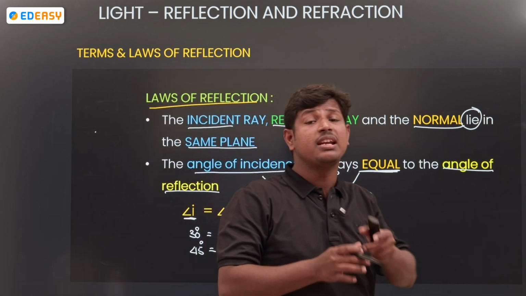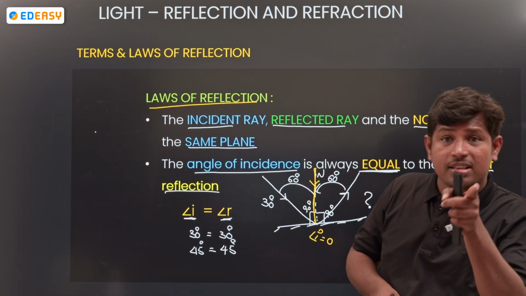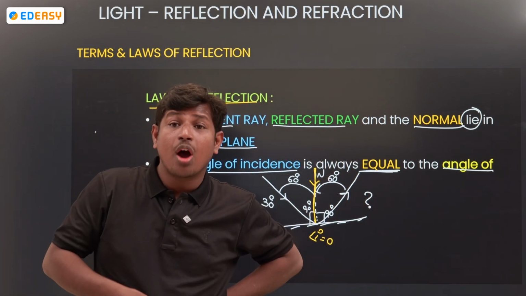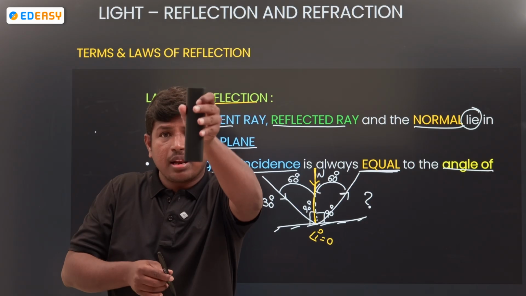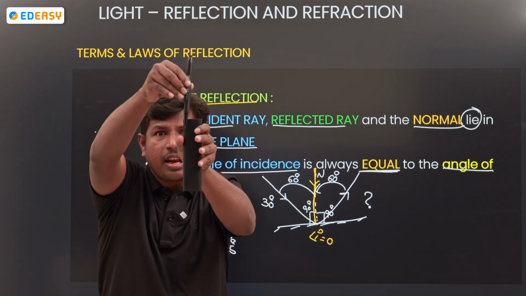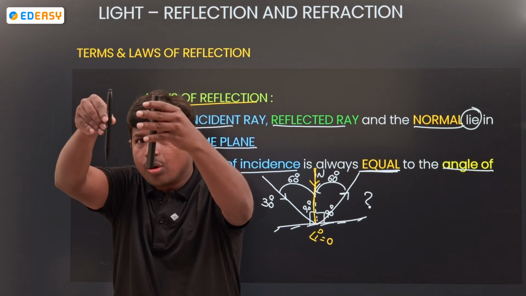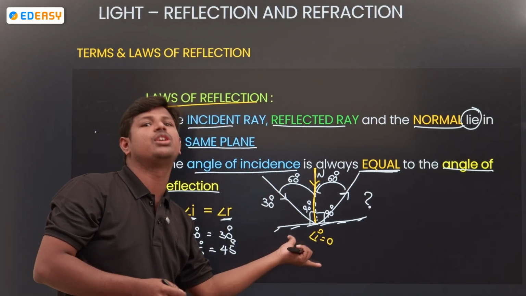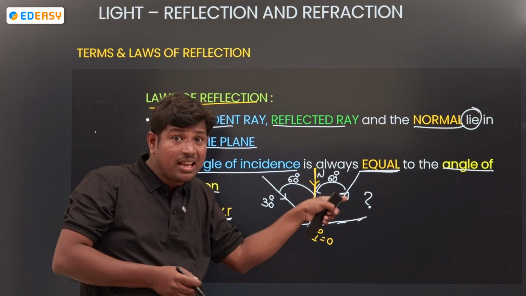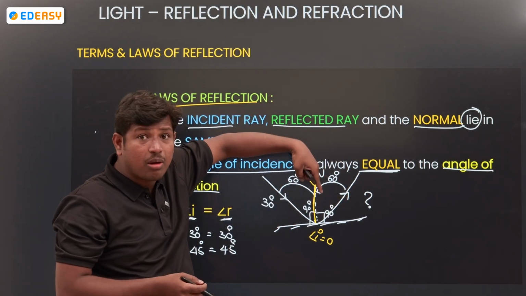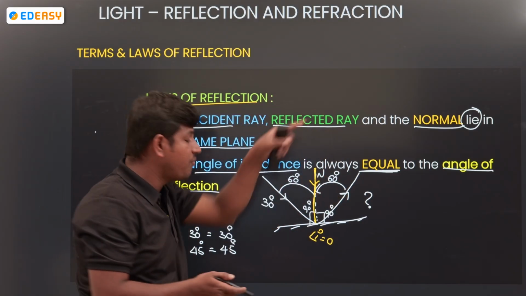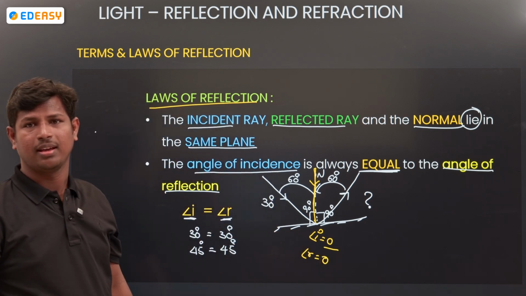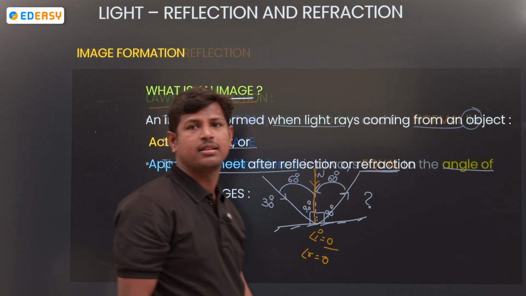Why is the angle of incidence 0? If the angle of incidence is 0, the angle of reflection is also 0. Why? This is the normal and this is the incident ray. How will these two be? Parallel, right? If they are parallel, what is the angle? 0. So when a light ray passes through the normal, the angle of incidence is 0, and the angle of reflection is also 0. Clear? Yes. Next one.